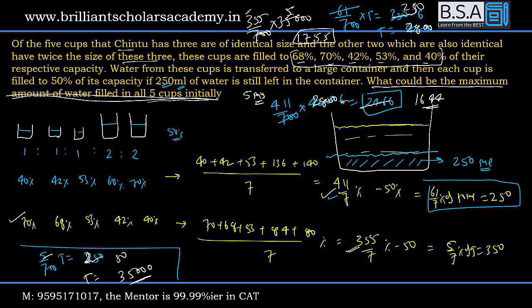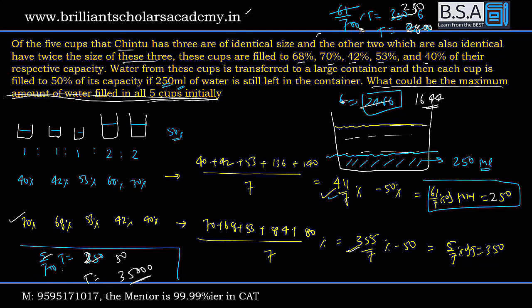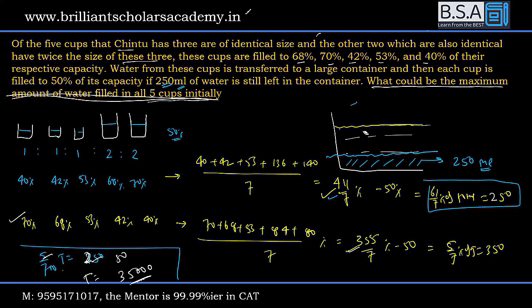Let me explain to you this whole thing again from here onwards. Look, remove all of this, this is all gone. Remove all of this. You have two choices. You had two choices: to assume the larger one to be filled more, or to assume the smaller one to be filled more. These were the only two choices you had.